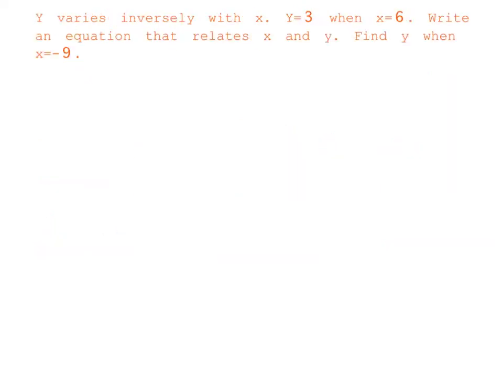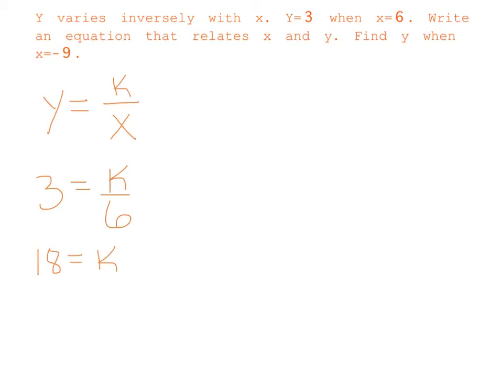Okay, our next example says y varies inversely with x. So whenever you read that, immediately say y varies, so y equals, inversely with is constant divided by x. So we've got the setup. Then it says y equals 3 when x equals 6. So what we're going to do is plug those numbers in. 3 equals k over 6. So to find k, we multiply both sides by 6. 18 equals k.